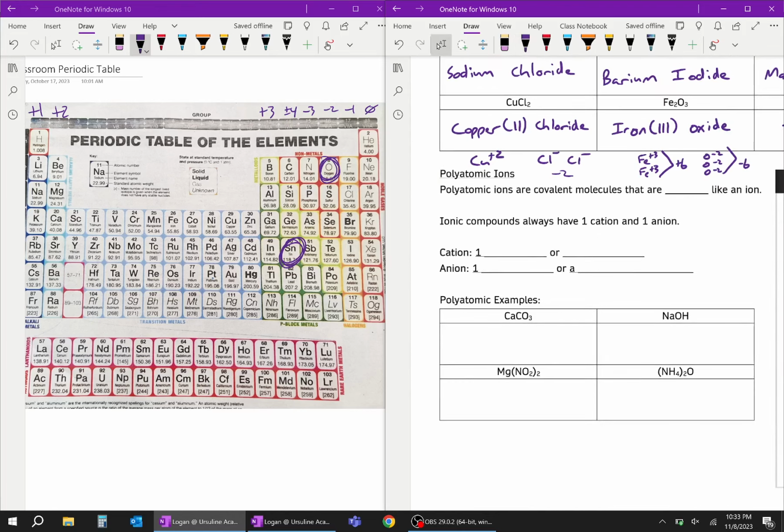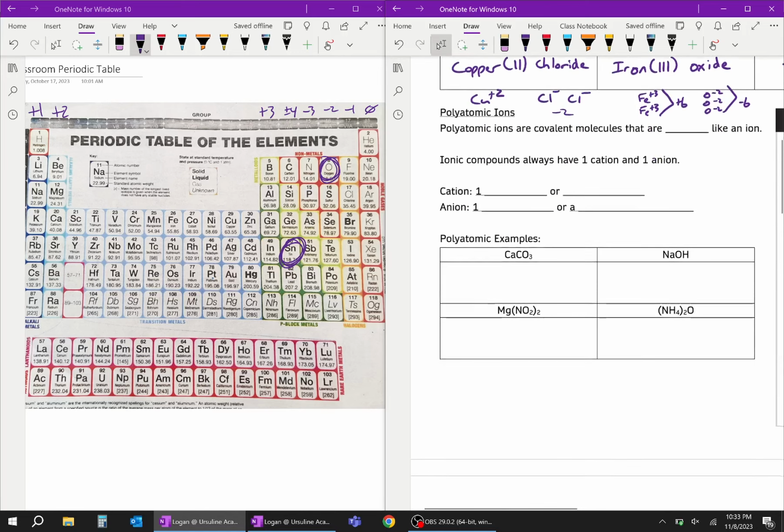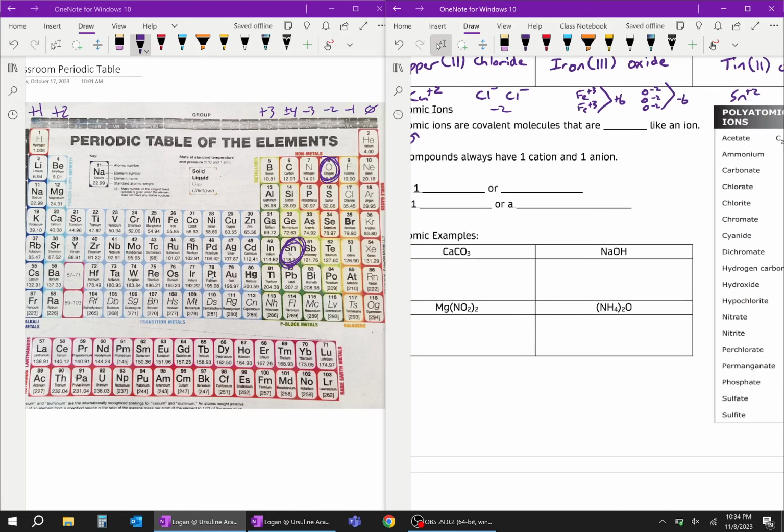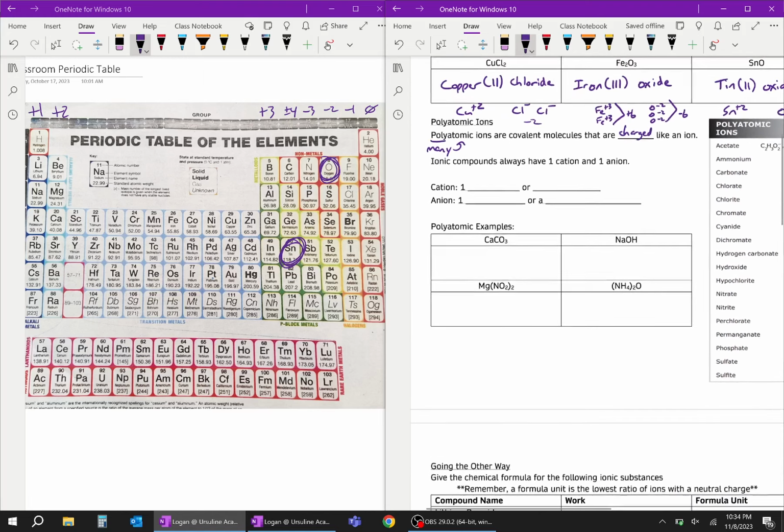Now, the last rule in our ionic has to do with how to name a polyatomic ionic substance. A polyatomic ion is actually a special kind of covalent molecule. Poly means many, and so a polyatomic ion is a many atom ion. It is one ion, but it is made out of several atoms that are charged like an ion.